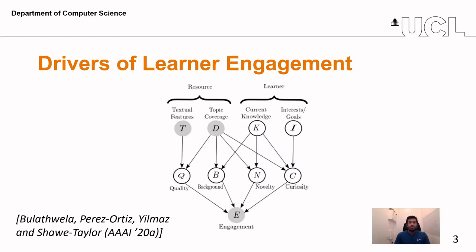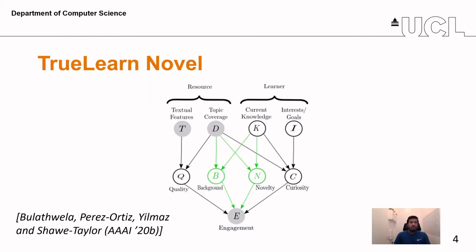Taking these factors into account, we proposed a probabilistic graphical model that models the interplay between these factors in the same AAAI conference. And as you can see, this model takes into account the quality of materials, the background knowledge of the learner, the degree of novelty that is introduced to the learner, and also the learning interests and goals of the learner. The TrueLearn work, that is the focus of this talk, addresses two components of this main model, which is the background knowledge and novelty aspects of the learner.